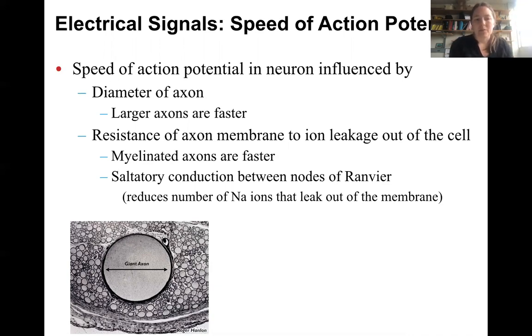And one way to make that conduction velocity faster, as I already mentioned, is to myelinate the axons. And so that's where those Schwann cells wrap around and prevent the loss of sodium, except for at the nodes of Ranvier. And so what that effectively does is it makes the signal jump from node to node, and that increases the conduction velocity.